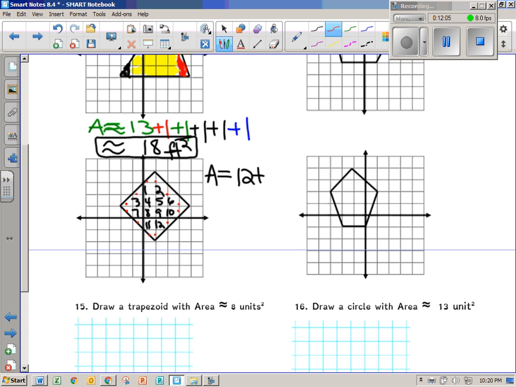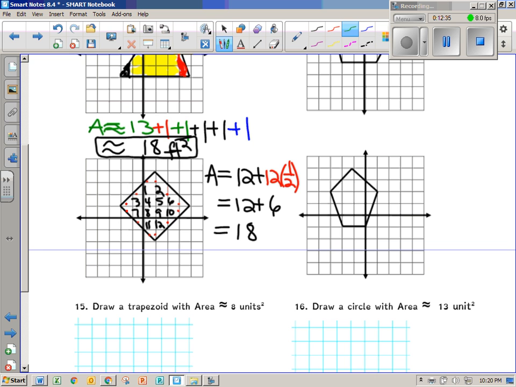Well, if we've got 12 halves, that's 12 times a half. So 12 times a half is 6. So again, we've got 18. Did I count that right? Let's see, 1, 2, 3, 4, 5, 6, 7, 8, 9, 10, 11. Well, I may just have 11. No, let me do that one more time.